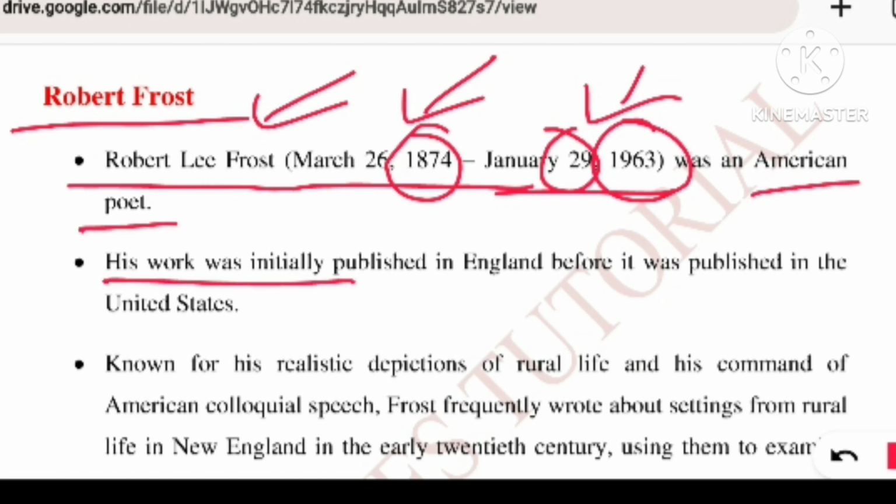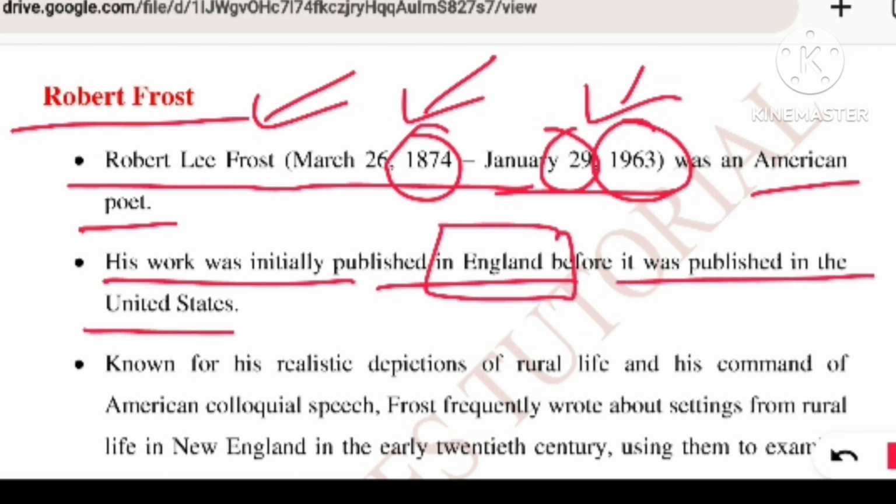His work was initially published in England before it was published in the United States. Friends, it is because he spent almost half of his life in England. For different reasons he had to leave his country, the United States, and move to England. So there he got his initial works published, and later they were published in the United States as well.